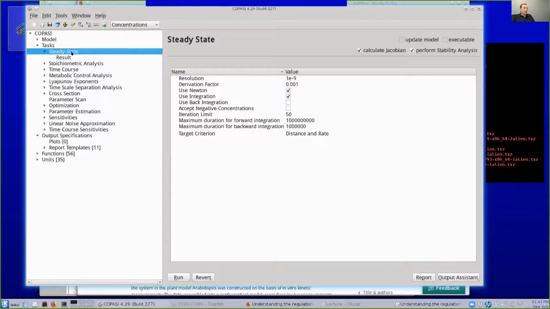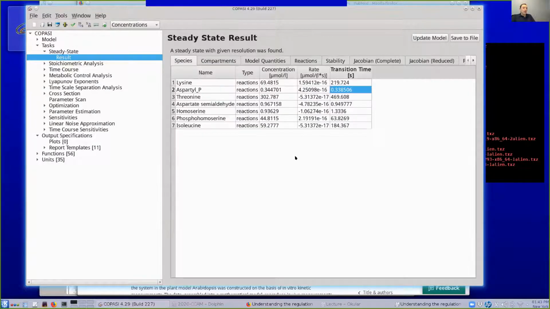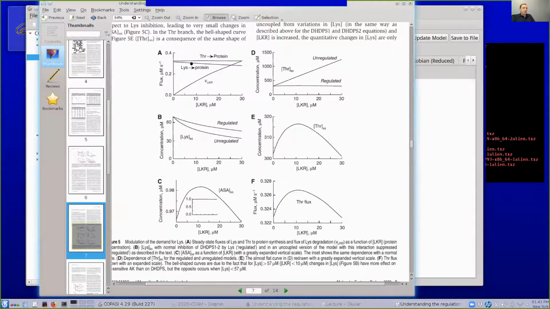So we calculated one steady state and we have the result, but that's not what you normally want to do. Normally you want to see the dependency of things when you change parameters. So if you go back to the paper, let me pull the paper again. In this figure, what they did was they changed the concentration of one enzyme. It's actually an enzyme that consumes lysine, and they see what happens to the fluxes of 3 reactions and what happens to the concentrations of some species. So we're going to do the same.